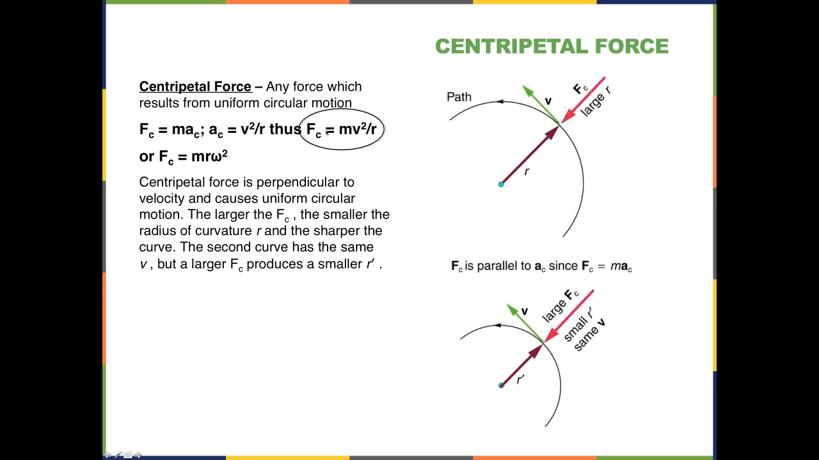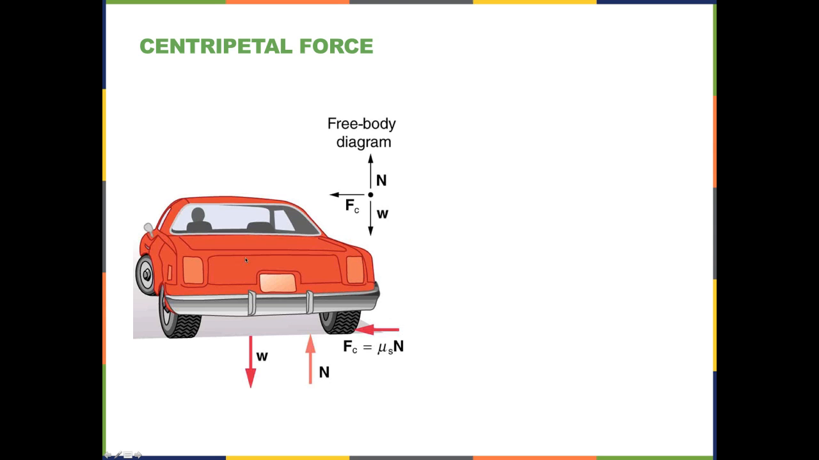In other words, the larger this is, the smaller the radius is to accommodate that same finding. In other words, radius and centripetal force are inversely related. Radius and velocity are directly related, etc. So let's look at a couple problems with centripetal force. And then we'll stop at this point and go on to the next part.